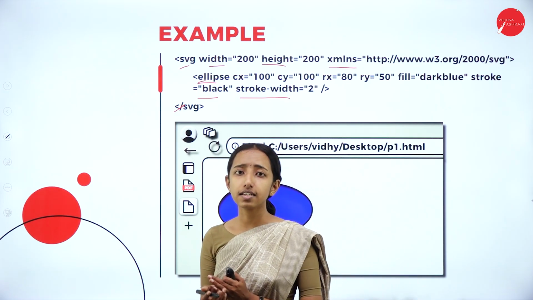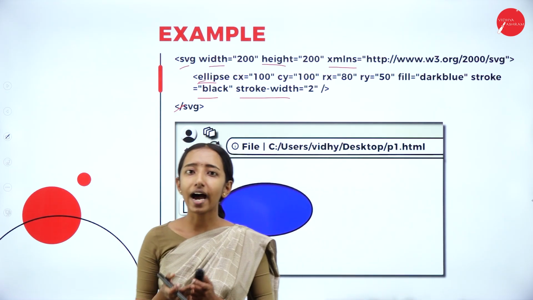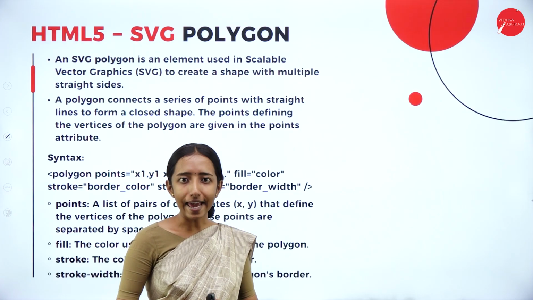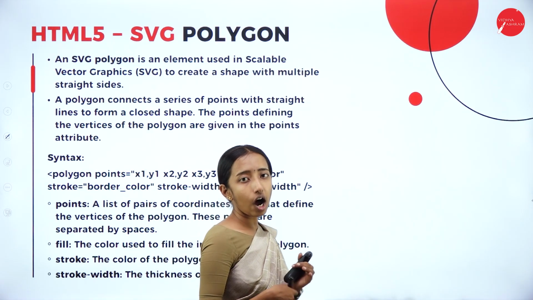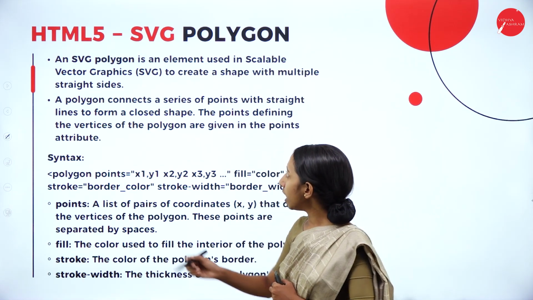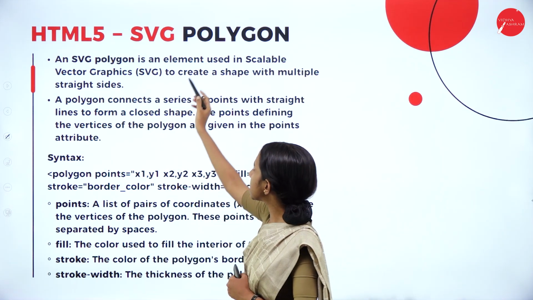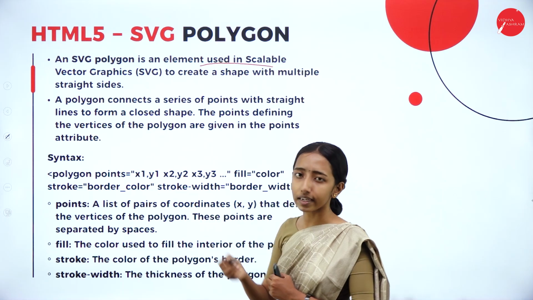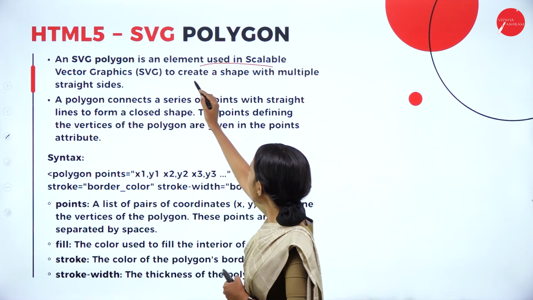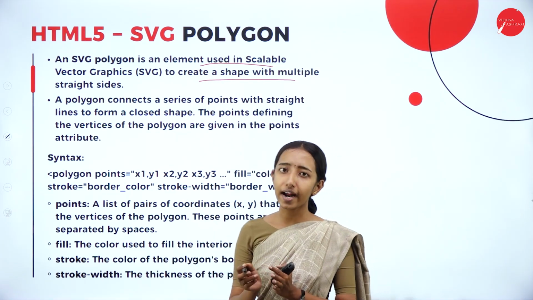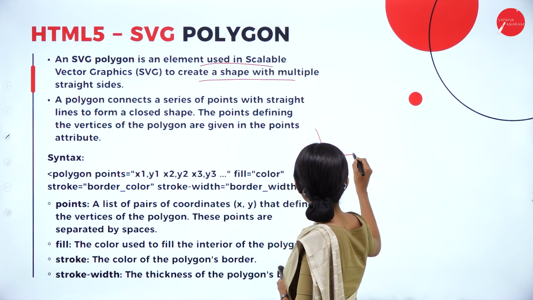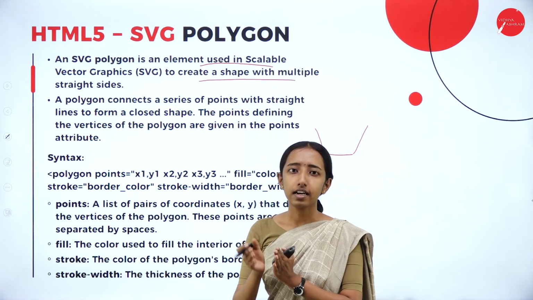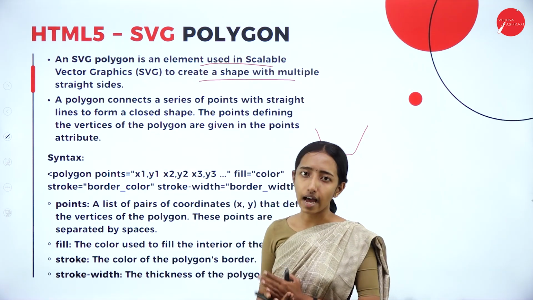So now we have seen the circle, rectangle, line and the ellipse. Next we will be learning how we can draw the polygon. So how can we draw the polygon? In SVG, the polygon is an element used in scalable vector graphics to create a shape with multiple straight sides. So the polygon we will be creating with straight lines, or sides.